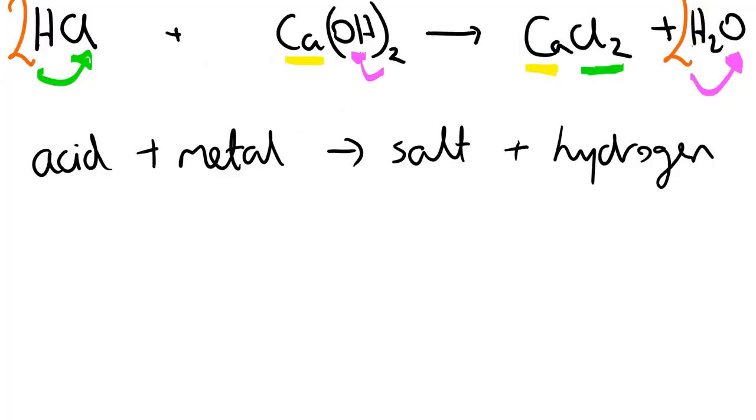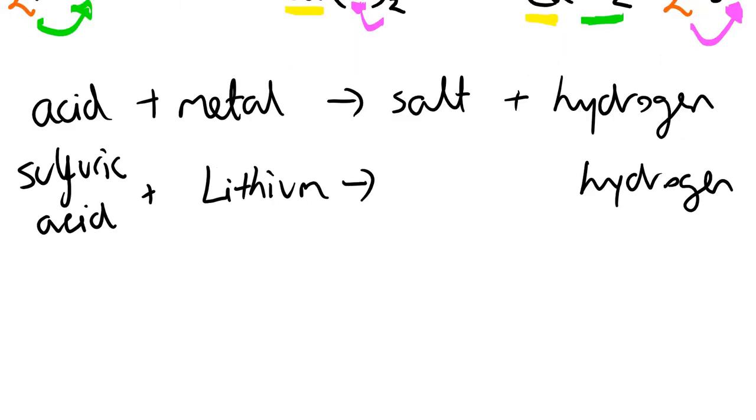Acid plus metal goes to salt plus hydrogen. Okay, so we're going to look at sulfuric acid and lithium, for example, to produce a salt and hydrogen. So sulfuric acid plus lithium react to give the salt and hydrogen. To create the salt, we know that lithium is the metal that's used, and the other part of the salt, the negative ion, will be the negative ion of the acid that we started with, which is a sulfate. So the salt is lithium sulfate.